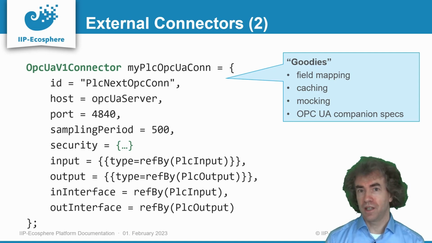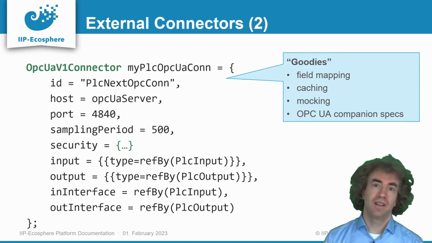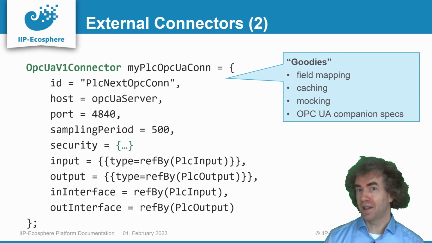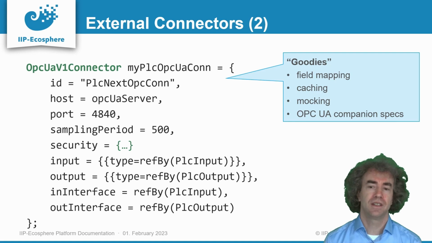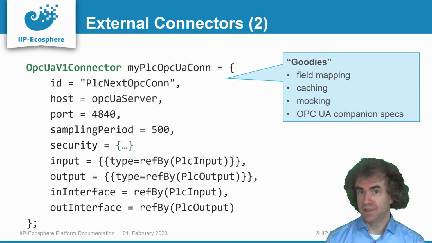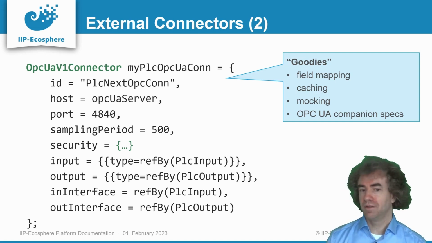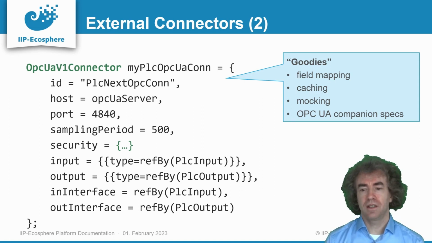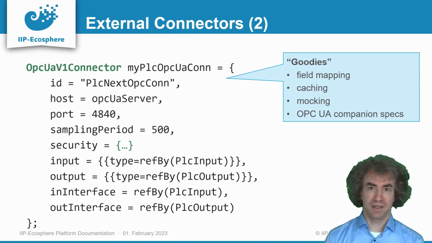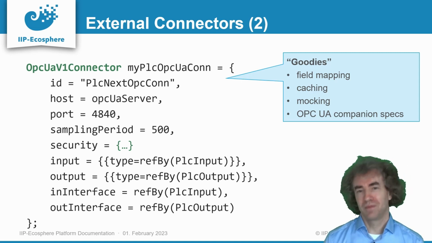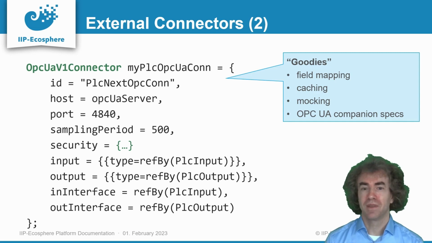A connector can do caching, which means it looks at the data before ingesting it, whether the last data point looks the same as the actual data point, and then it ingests only if there are differences. It can do mocking for testing, so you can supply it, as you have seen by Alexander, with the JSON files for testing. And finally, and that's a new development, we even take into account the big OPC companion specs. For example, tobacco machines, which is one of the biggest.